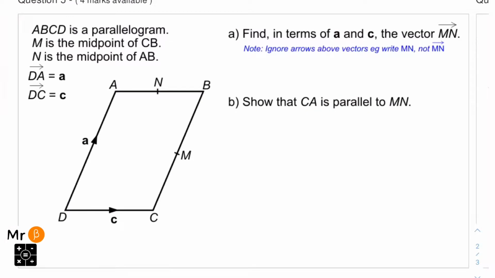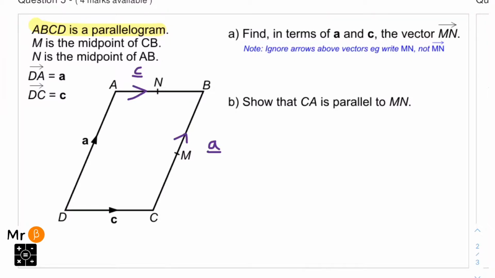Okay, in question 5, it tells us that ABCD is a parallelogram. This information is key because now we know the opposite sides are equal and also parallel. So that allows me straight away to fill in this information that C to B is equal to this vector A, and A to B is equal to this vector C. Now we've done that, we can read the question. Find in terms of A and C the vector M to N.